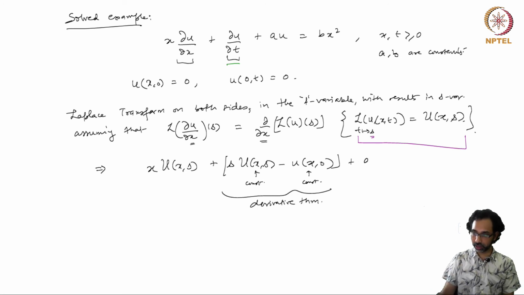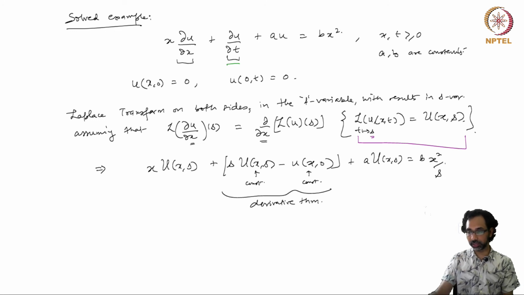Then we have U(x,s) equals bx² over s, because there is still a 1 here, which can be taken to be a function of t, or in fact bx² itself can be taken to be a function of t, which is a constant function in t. So a constant function will give you bx² over s. So now we will try to solve this.